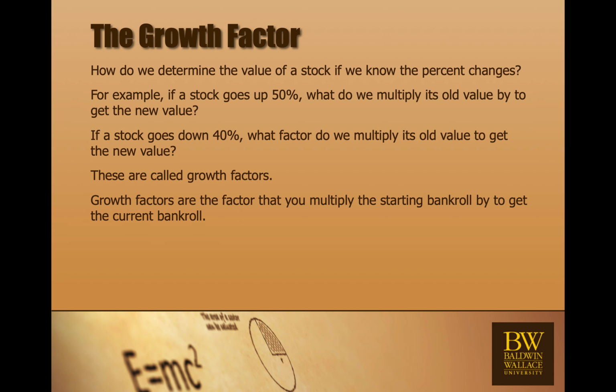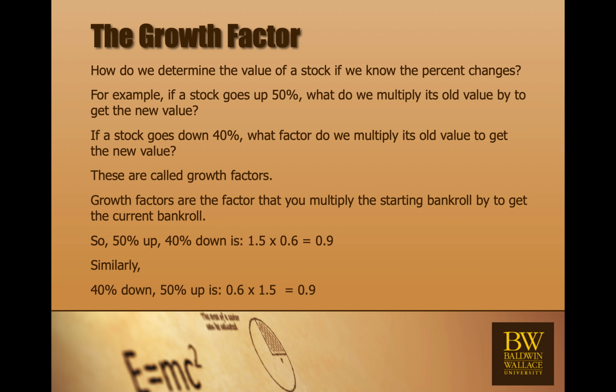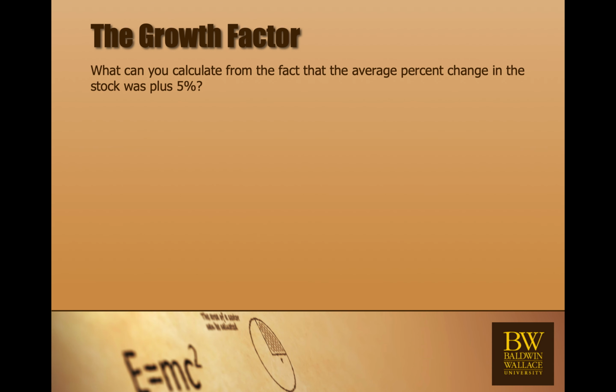These are the growth factors. The factors that you have to multiply the starting bankroll by to get the new bankroll. Up 50, down 40 is 1.5 times 0.6, which is 0.9. Of course, down 40, up 50 is 0.6 times 1.5, which is also 0.9. So what can you calculate from the fact that the average percent change is plus 5%? And the answer is not much.